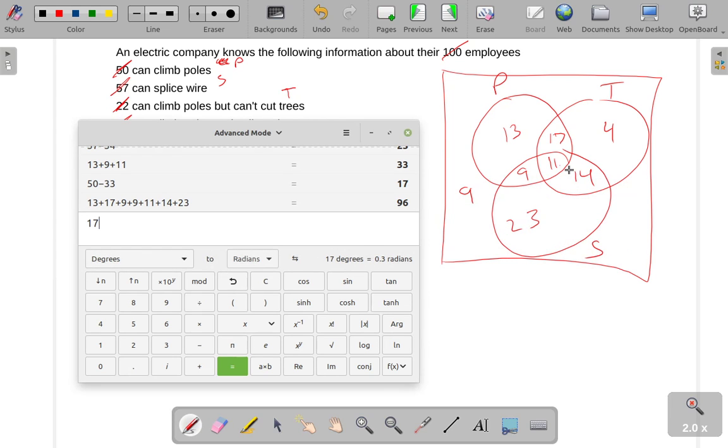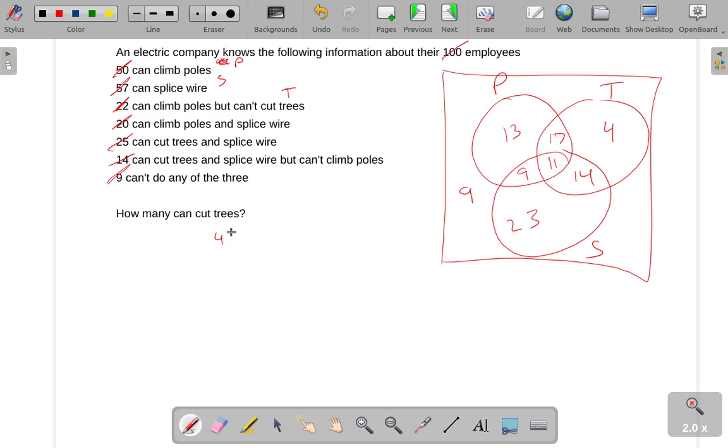Let that be a lesson. Your handwriting is important. You need, at the very least, to be able to read your own handwriting. Alright, so we have 46. How many can cut trees? There are 46 employees who can cut trees here.